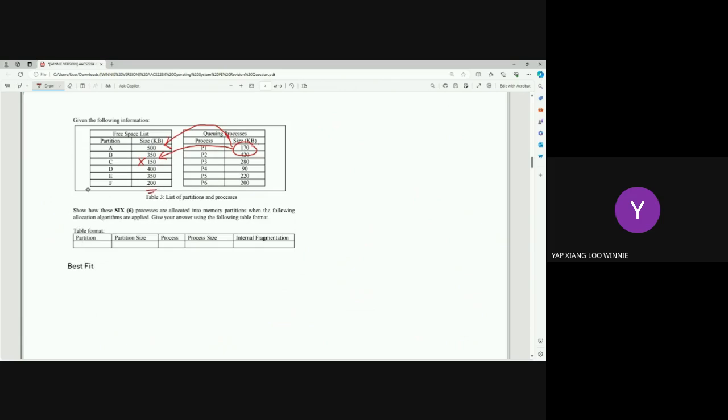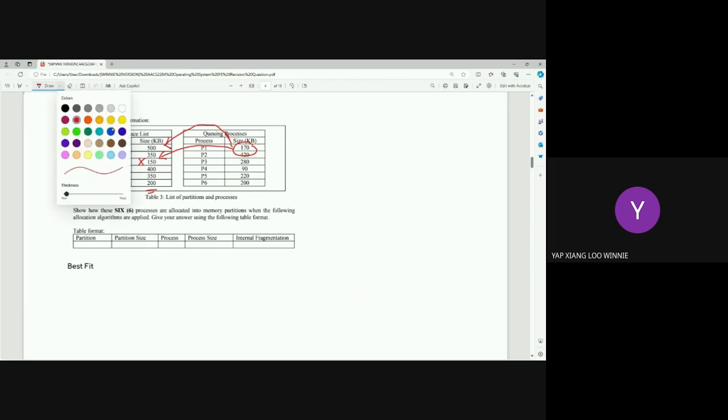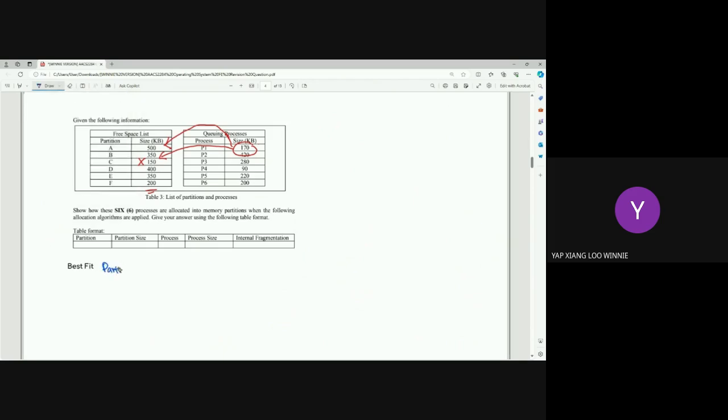Okay, so to do this, let me get a blue pen as well. Okay, so I still have to draw the table. I'm sorry the table is messy on my side, but you guys can do it in a spreadsheet or something when you are practicing this. So we have process size in KB, and then the last one, which is internal fragmentation.